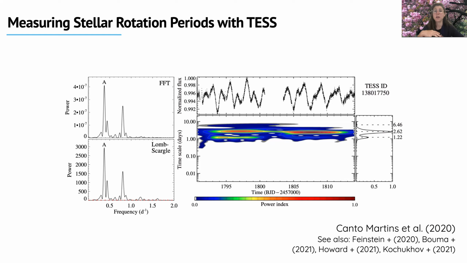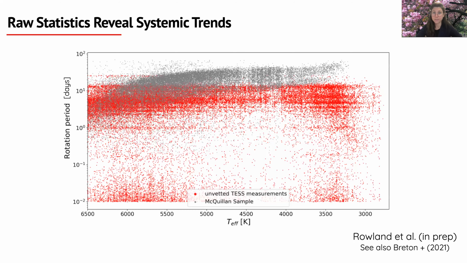You can't just always accept, for example, the period of highest power peak in the Lomb-Scargle periodogram, because not every star shows clear rotational variability. In this paper, the rotation periods are partially vetted by eye. For large numbers of stars, and TESS will provide light curves for large numbers of stars, automated methods have to be used, and I'll show you why.